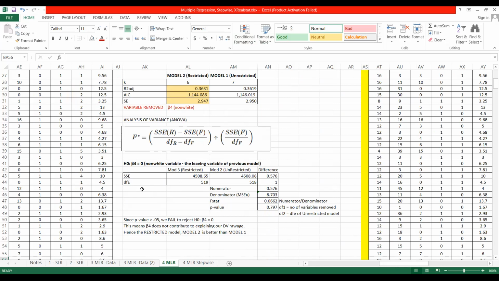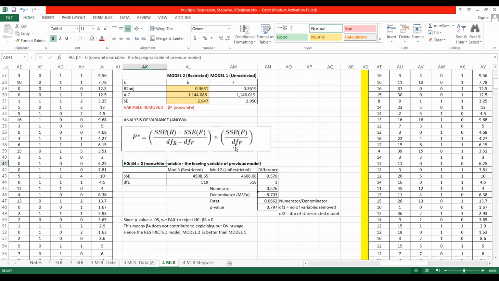Okay. For our ANOVA test, we have to compute this. So this is the sum of the squares error of restricted model 2. This F is full, or unrestricted. So this is model 1, divided by the degree of freedom for the restricted minus the degree of freedom for your full. And then we divide that by the sum of the squares of your error terms for the full and the degree of freedom for the full or unrestricted.